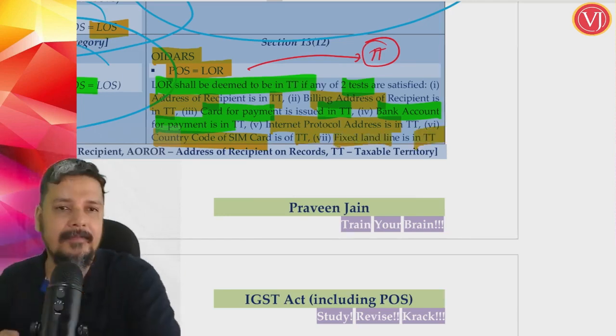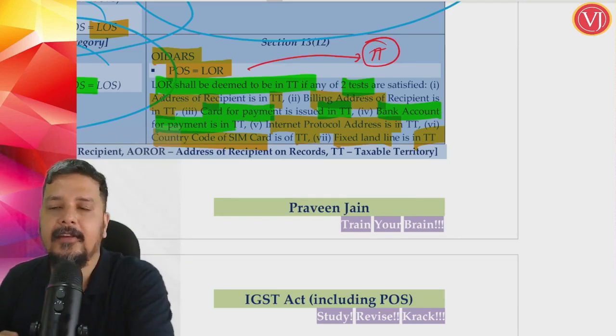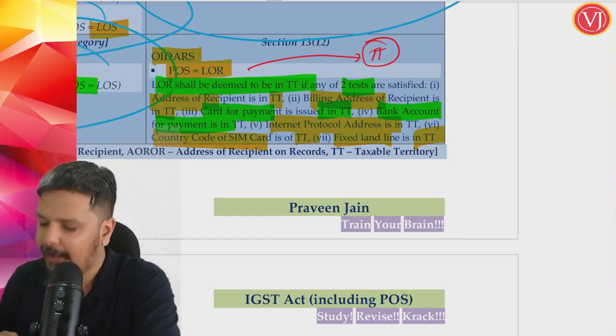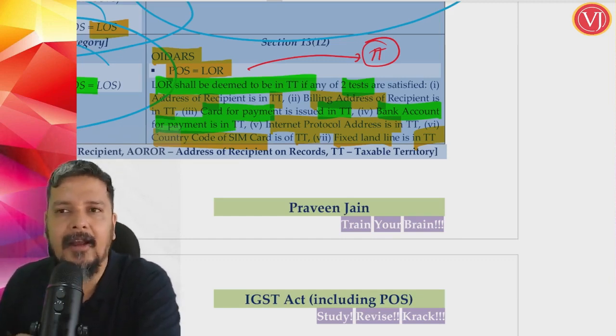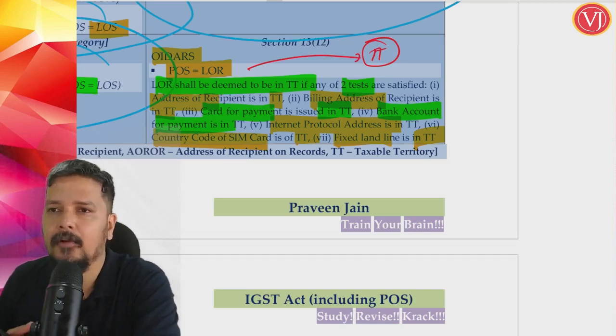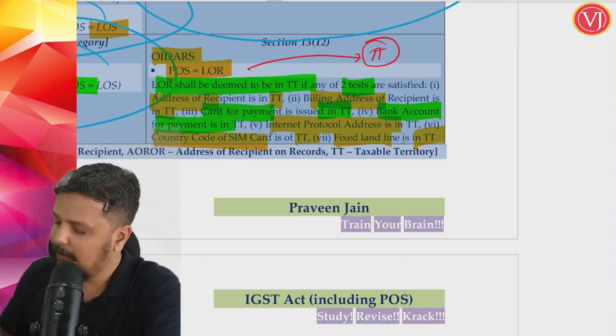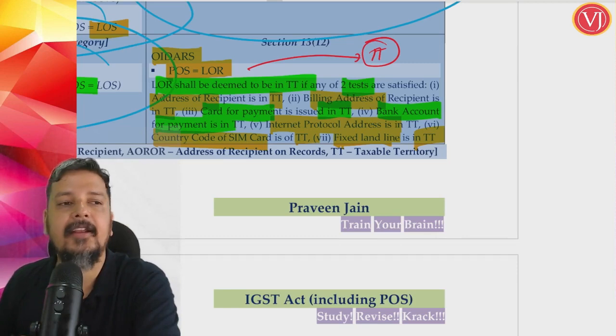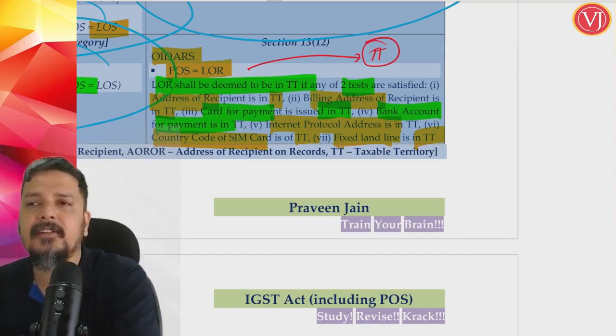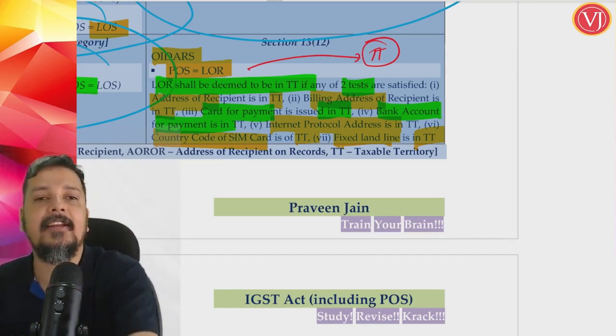2 plus 2 plus 3. First two address, next two payment modes, last three it is all about your IP address. Either your IP address or your SIM card if at all you are using your phone to get the services, or your fixed landline in taxable territory. If any of these two are in India, they will treat it as in India.